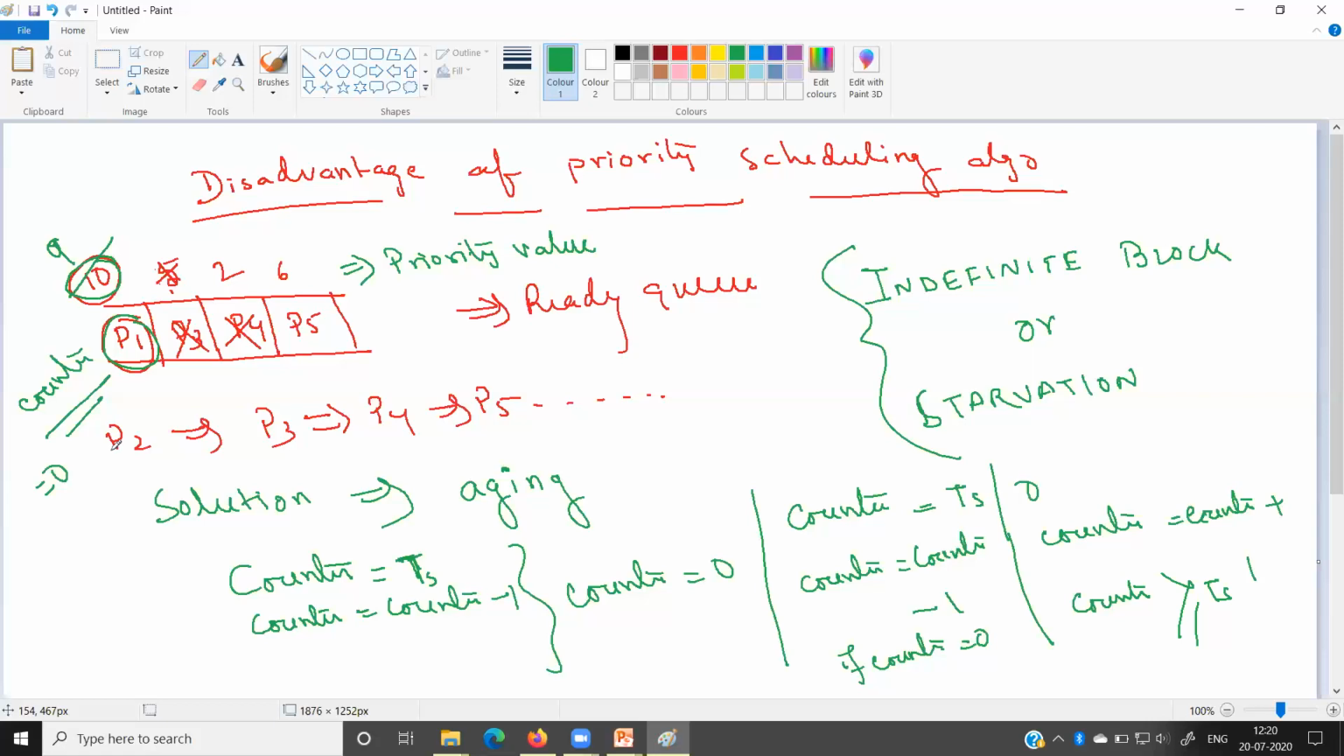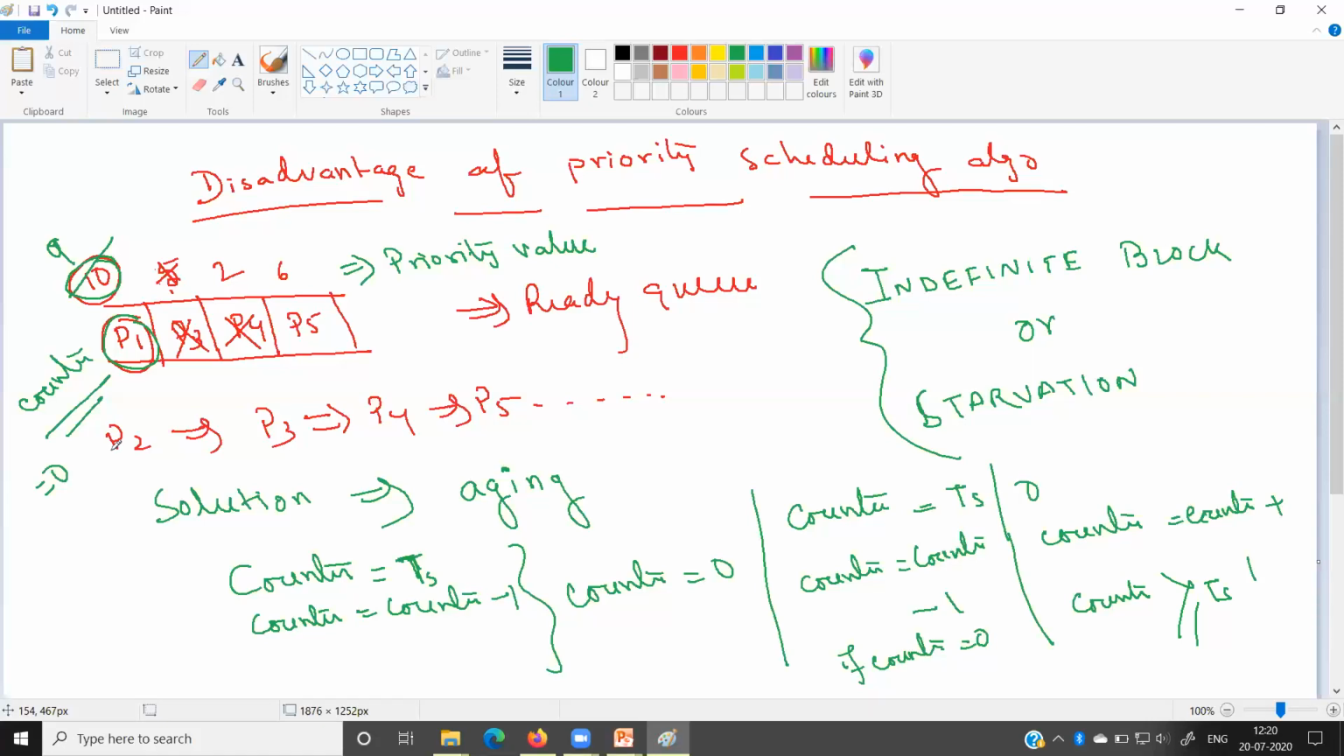And in this way, after a certain time, the priority of that process will be higher compared to the other processes present in the system. So what will happen in that case? In that case, the process P1 will get the chance for execution. So in this way, we can solve the problem of indefinite blocking or starvation.